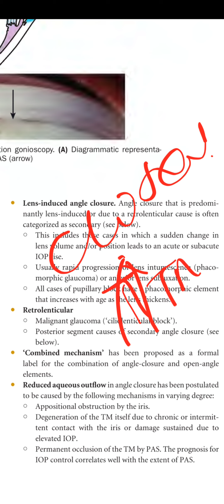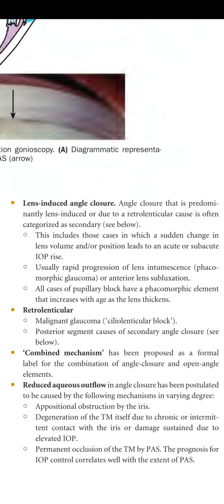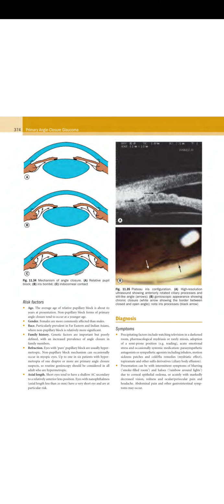Degeneration of the trabecular meshwork itself due to chronic or intermittent contact with the iris, or damage sustained due to elevated IOP. So there will also be degeneration of the trabecular meshwork that will cause decreased outflow. There is a permanent occlusion of the trabecular meshwork by the peripheral anterior synechiae. The prognosis for IOP control correlates with the extent of the peripheral anterior synechiae.